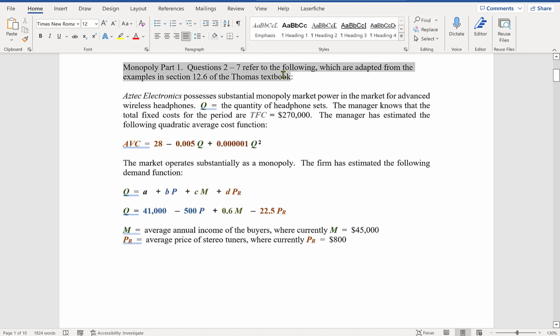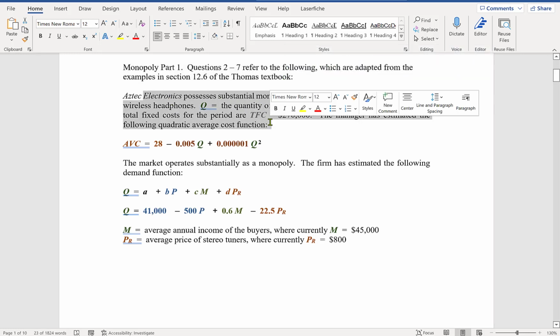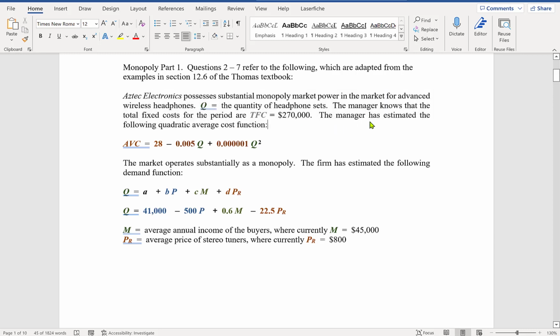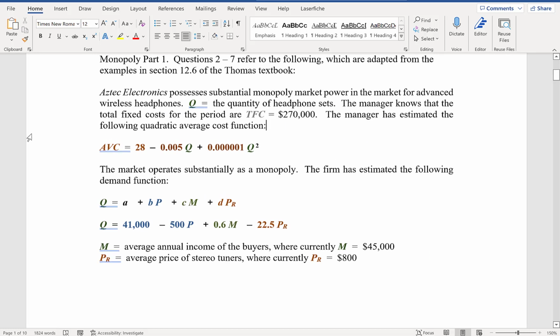Monopoly Part 1, questions 2-7 refer to the following, which are adapted from the examples in section 12.6 of Thomas' textbook, our textbook. Aztec Electronics possesses substantial monopoly power in the market for advanced wireless headphones. Q is the quantity of headphone sets, and the manager knows that the total fixed cost is $270,000. And the manager has estimated the average variable cost curve.